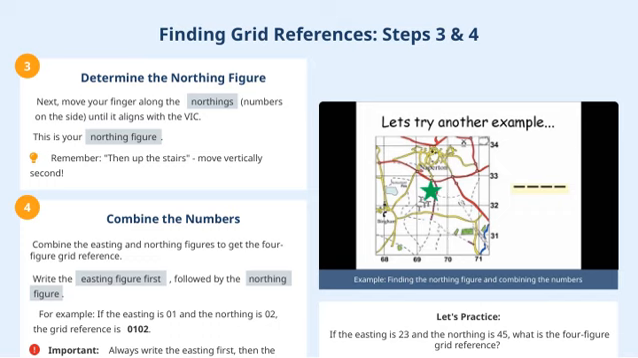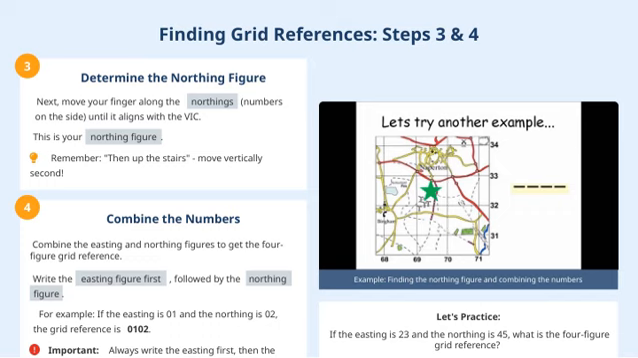That means you move vertically second when locating your grid reference. Next, we combine the numbers. Take your Easting and Northing figures and put them together to form a 4-figure grid reference. Always write the Easting first, followed by the Northing. For example, if your Easting is 1 and your Northing is 2, then your grid reference is 102.